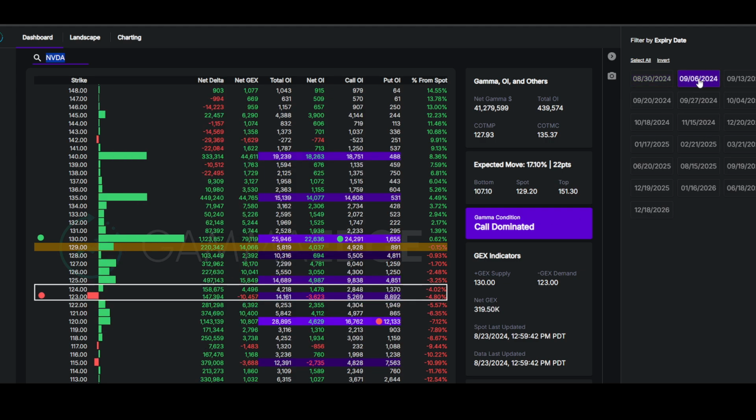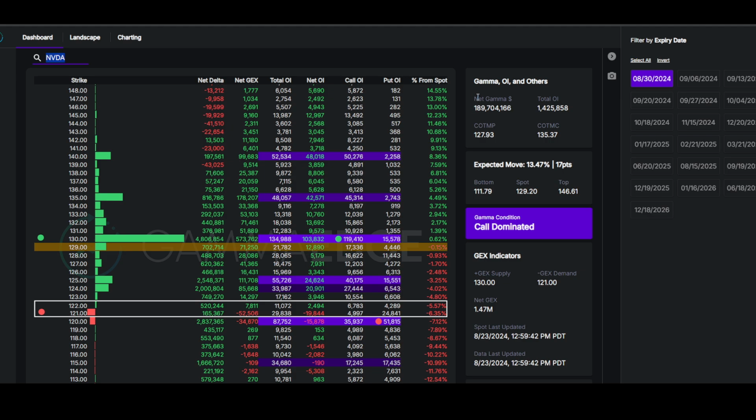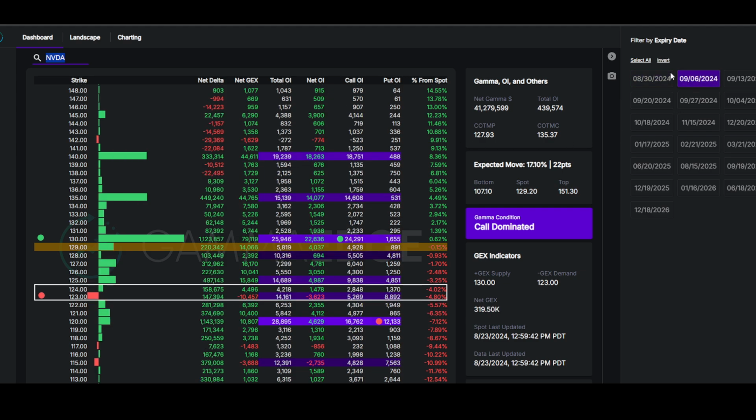But then you can also check, there's some other information here. It tells you total net gamma, where out of the money puts and out of the money calls become in the money, right? Tells you whether it's call or put dominated, where the potential top and bottom moves are, right? So lots of cool information here. Open interest for puts and calls, net open interest, and how far it is away from the spot price. And then you can switch by expiration dates.